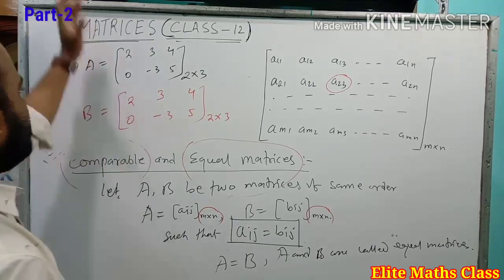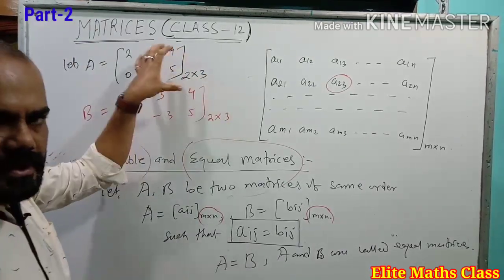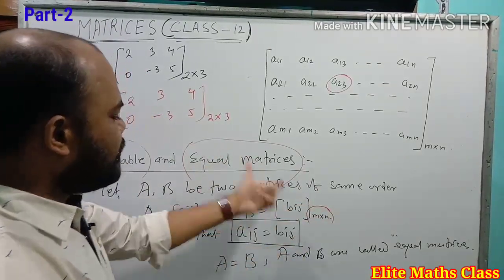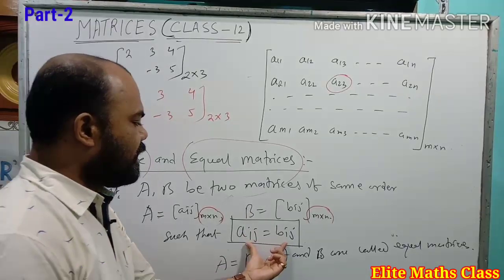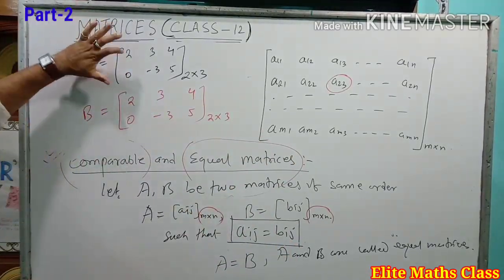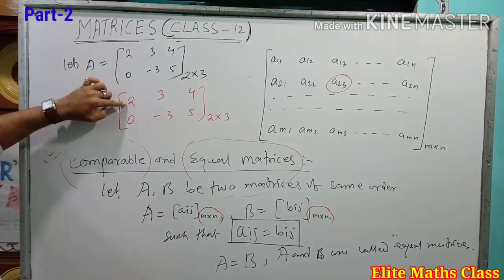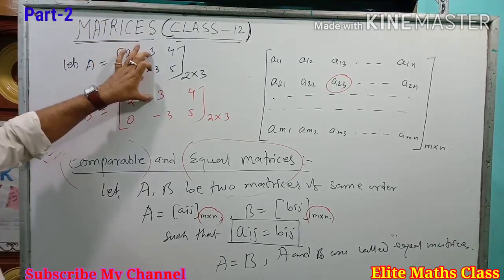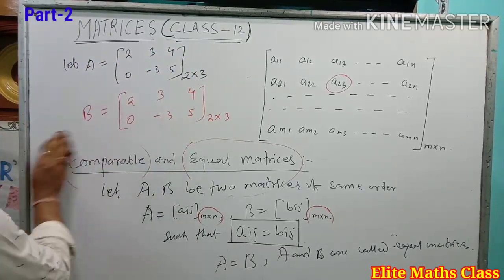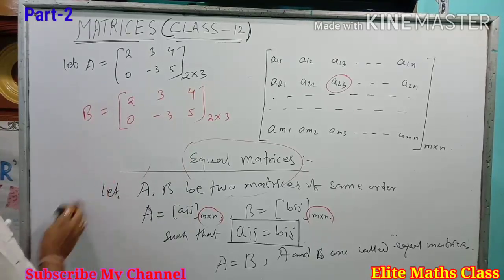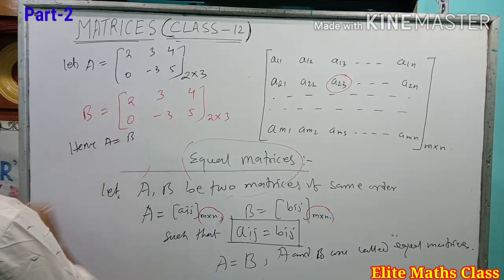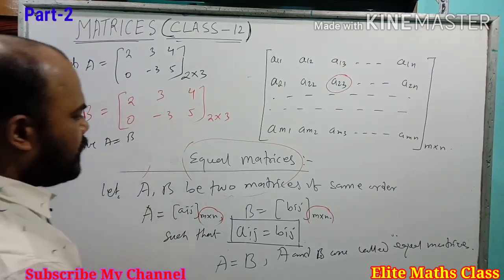Now what happens? These two matrices are of same order, that means these two matrices are comparable matrices. Now to be equal matrices, the corresponding elements must be equal. This is the condition Aij equal to Bij. Now see here, this one is A11, here it is A11, both the values are same. Similarly, all the corresponding elements are equal, so here A equal to B, that is the two matrices are equal.